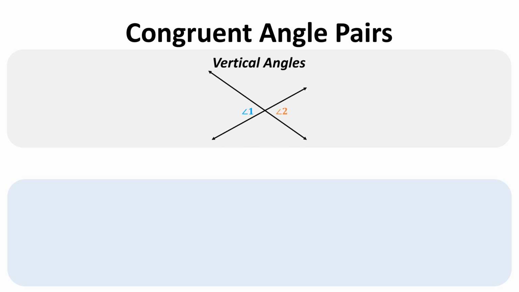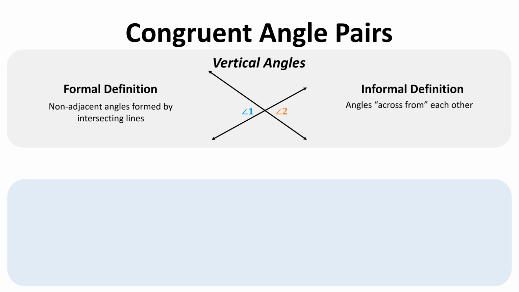The first are vertical angles. Vertical angles are non-adjacent angles formed by intersecting lines. But that definition is a little bit heavy, so I like this informal definition too. These are angles that are across from each other. Now, angle 1 and angle 2 in this case appear to be on the left and right side of this four-angle intersection, but the top and the bottom angles also form their own vertical angle pair. So in each set of intersecting lines, there are two sets of vertical angles.